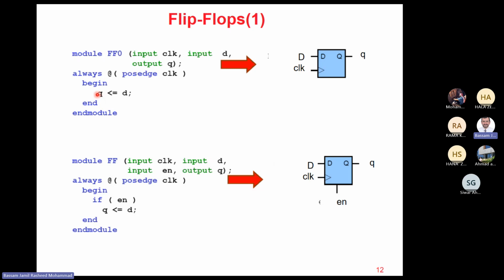Of course, the Q here is always of type register. So the Q should be of type register. I'm not sure why we are not. It should be register. This should have said Q output register.